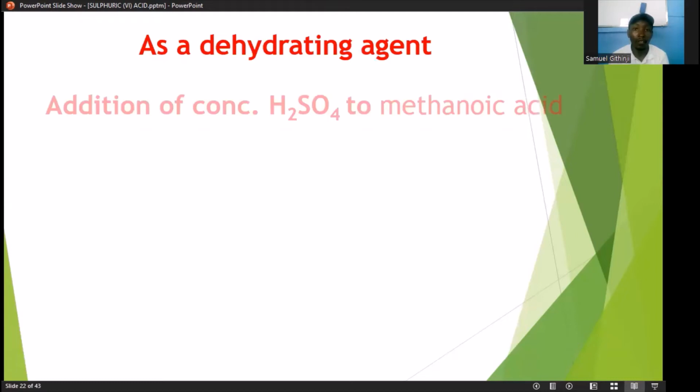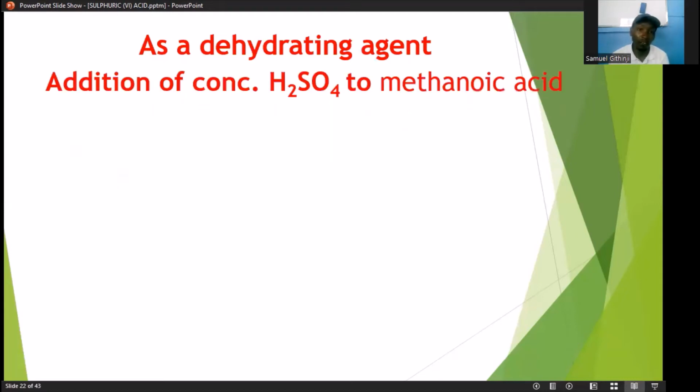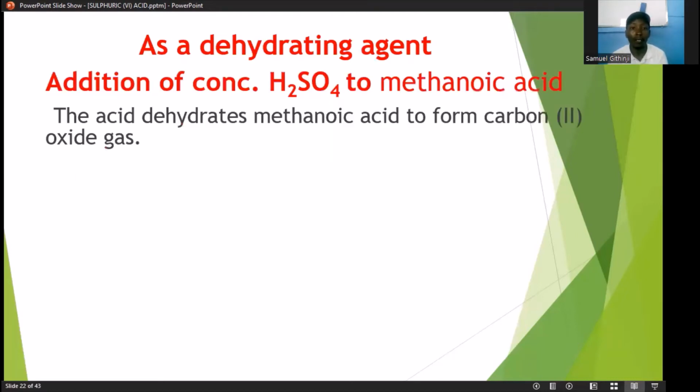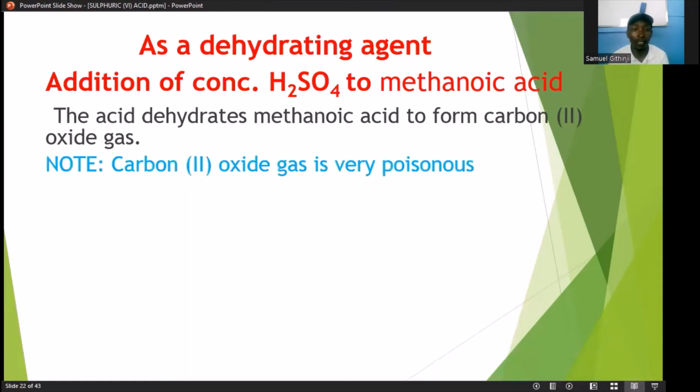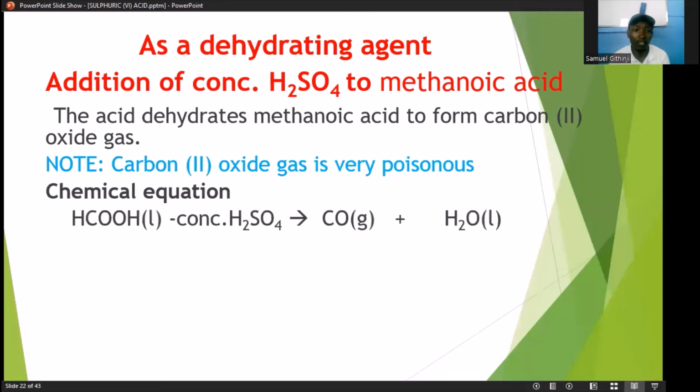A dehydration process again: methanoic acid and concentrated sulfuric acid. You can convert methanoic acid to carbon 2 oxide. Yes, carbon 2 oxide. And remember, these are very poisonous gases. You cannot try this in an ordinary school laboratory. As you can see there, the chemical reaction.